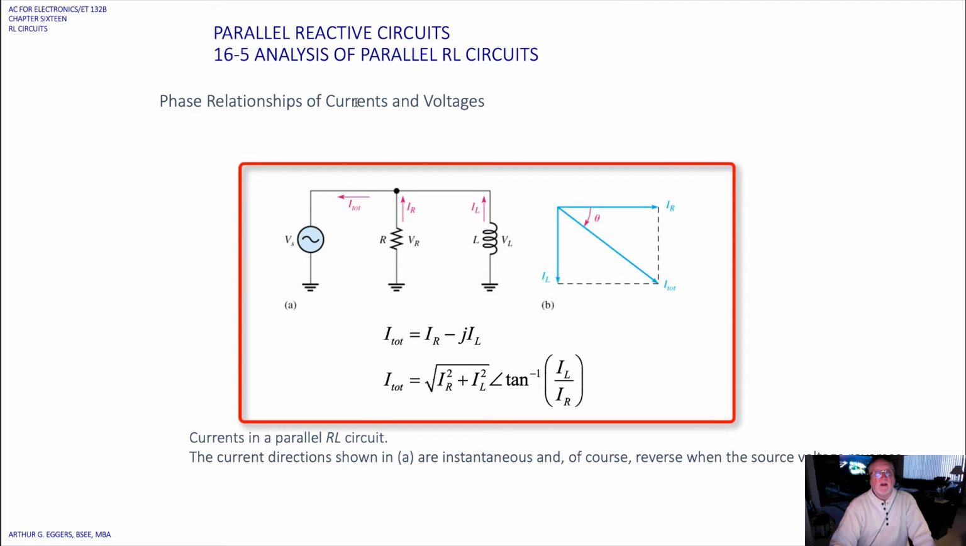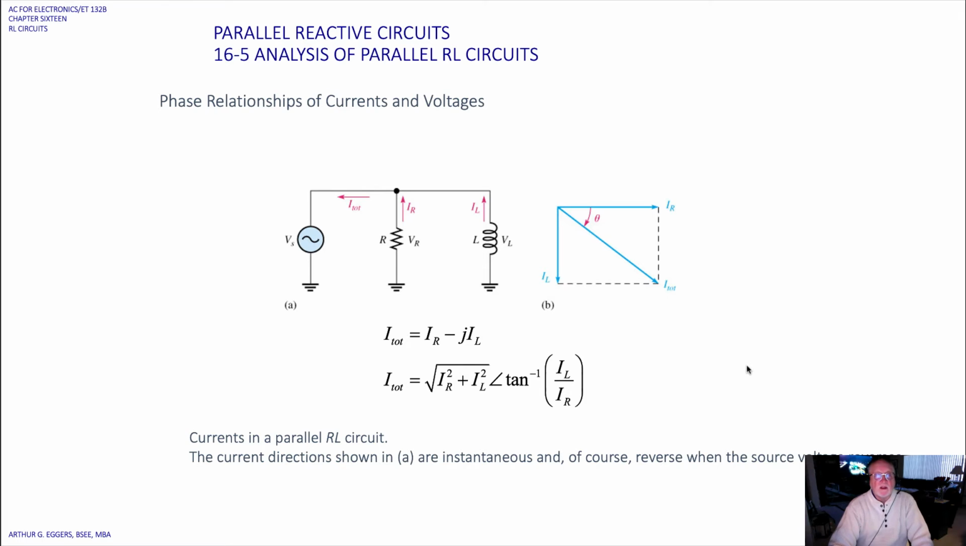Phase relationships of currents and voltages. So we can see here our normal analysis of a circuit where we've got the total current, the current through the resistor, current through the inductor. Okay, and we get our representative phasor representation of that current through the resistor, current through the inductor, and the total current. We put that in our phasor rectangular format, I sub R minus j I sub L. If we need to convert it to polar, then we apply our normal conversion. The current directions shown in A are instantaneous, and of course the reverse when the source voltage reverses.